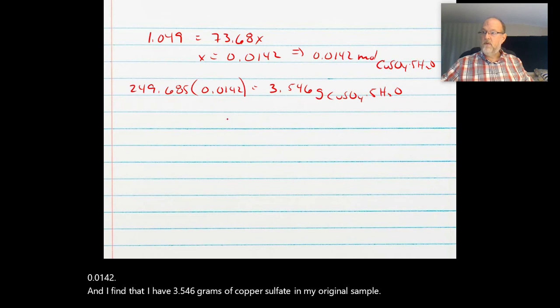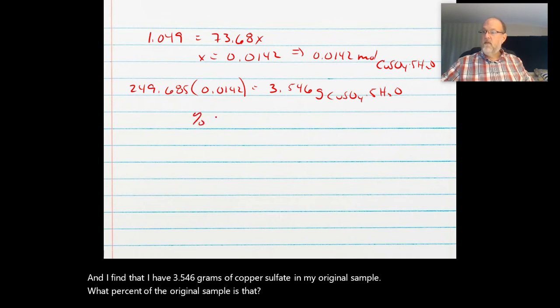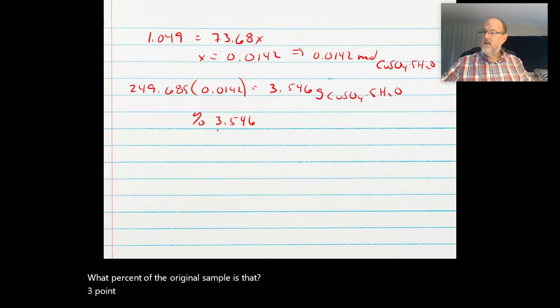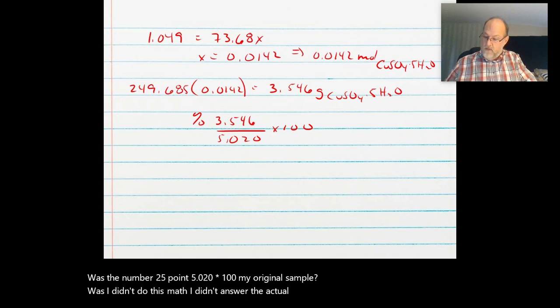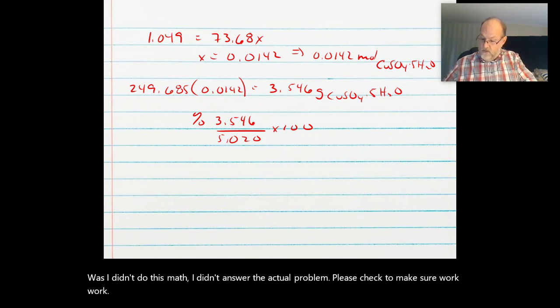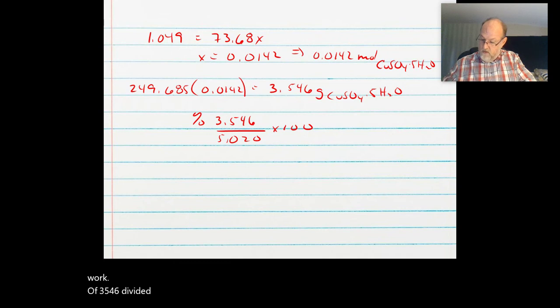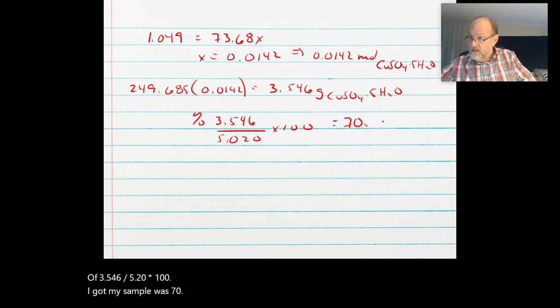What percent of the original sample is that? 3.546 divided by, what was the number? 5.020 times 100. My original sample was, and I didn't do this math. I didn't answer the actual problem. Okay, let's check to make sure my math worked. 3.546 divided by 5.020 times 100. I got that my sample was 70.6% copper sulfate.